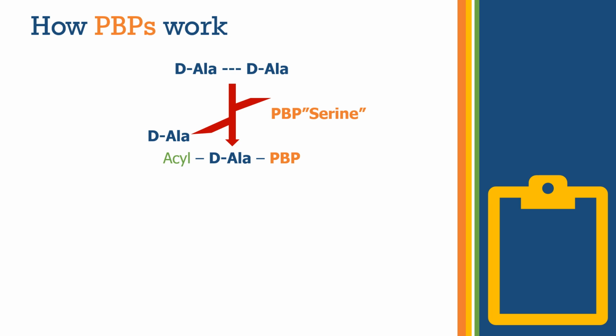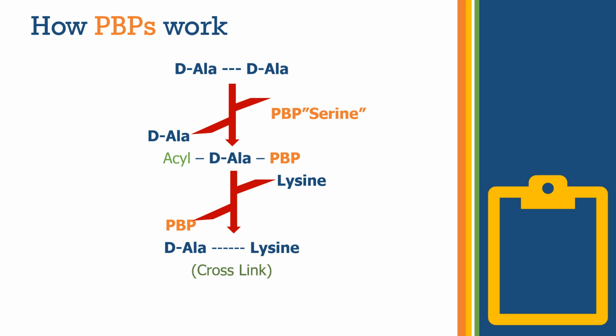penicillin binding protein. This intermediate compound is further attacked by the lysine amino acid in the adjacent polypeptide chain attached to the opposite NAM sugar, releasing the penicillin binding protein and forming the cross-link between the D-alanine of one polypeptide chain and the lysine of the other polypeptide chain.